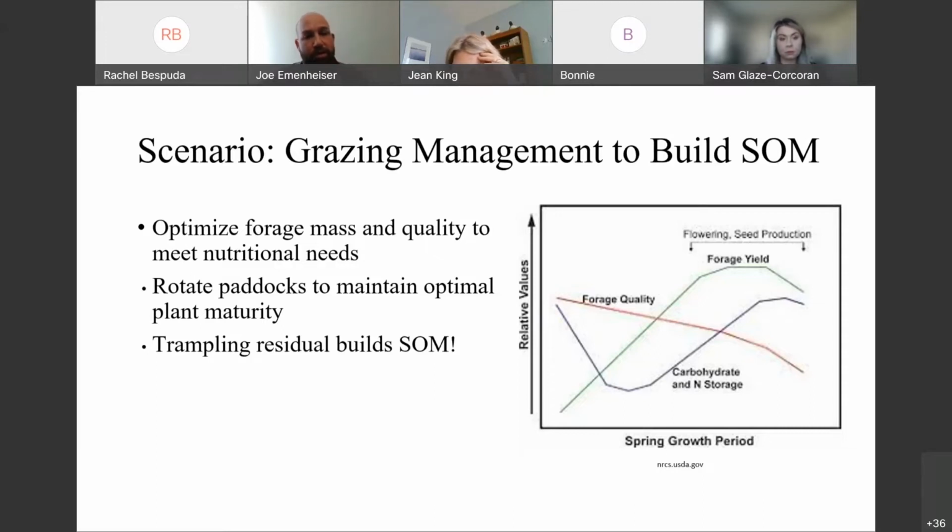We don't want to allow the forage to get too tall or too mature or its quality decreases. We don't want to graze it too early or its yield is inadequate, and we also have some other effects on the soil we'll talk about. But rotating paddocks to keep animals on forage at the optimal stage of maturity is the key. And once again, trampling residual forage is not necessarily wasteful if it's building organic matter. Next slide.